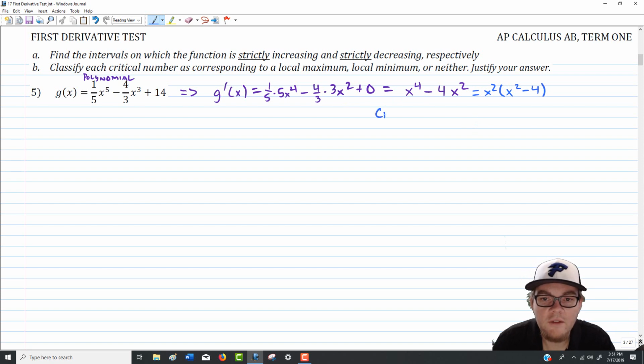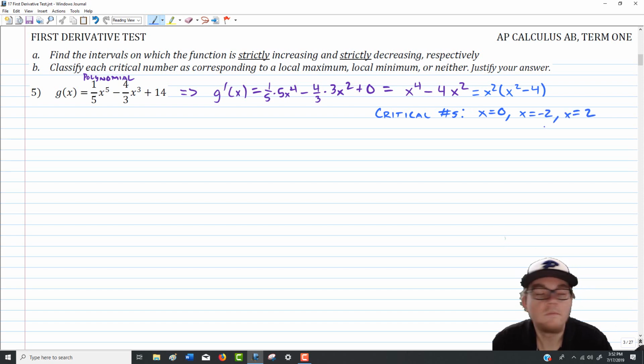Because at this point, I can now see our critical numbers are going to be any values that make this slope, x squared quantity x squared minus 4, 0 or undefined. And since it's a polynomial and there's no place where it's undefined, we're going to have critical numbers of x equals 0, x equals -2, and x equals +2. So there are critical numbers. There are 3. That means we're going to be responsible for determining whether we have a relative maximum, relative minimum, or neither at each of those x values.